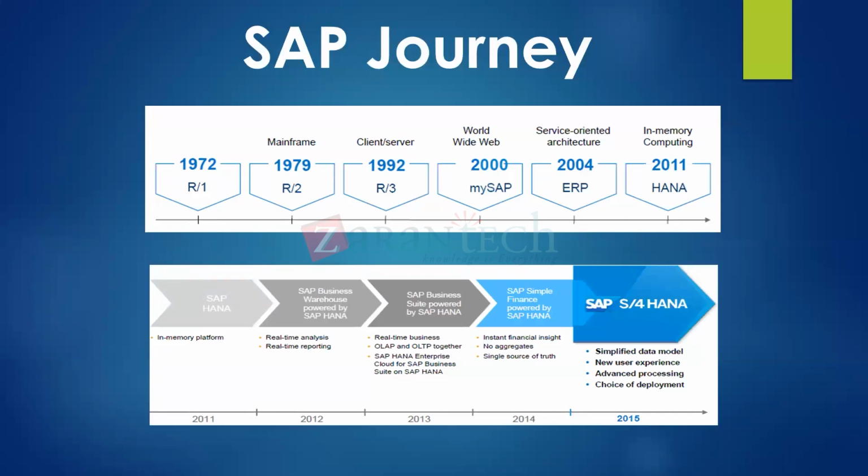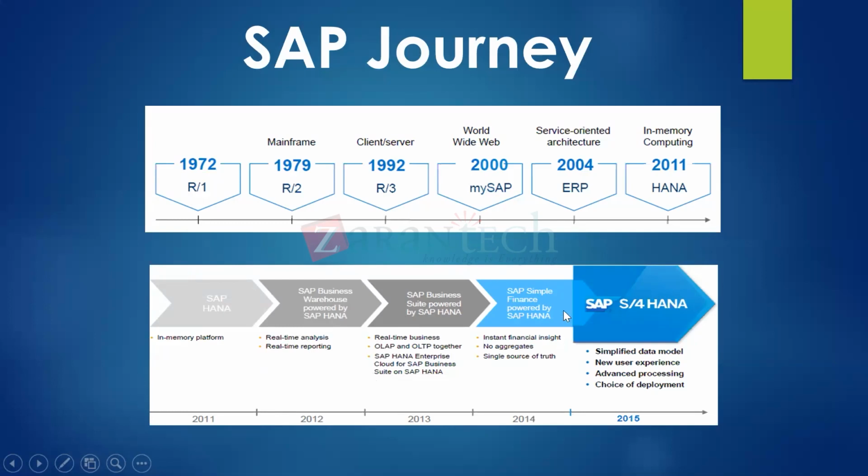And the ECC 6, we also call it ECC. I think in 2004 the ECC 5 version was introduced. In 2011, the first ever HANA database based on in-memory computing was introduced. And then in 2012, this HANA database was used on the BW system, which helped with real-time analysis and real-time reporting. In 2013, SAP Business Suite powered by SAP HANA was introduced.